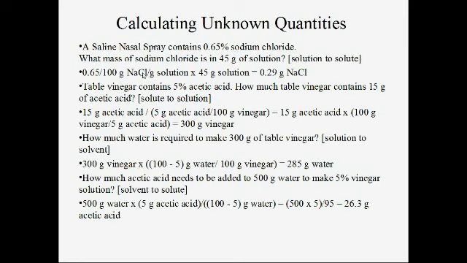We can set up a ratio of the mass of sodium chloride over the mass of solution. Maybe percent sodium chloride over percent of solution equals the mass of sodium chloride over mass of solution. We multiply the mass of solution across. So we have the mass, 45 grams of solution, times a ratio 0.65 over 100, and that'll give us 0.29 grams of sodium chloride.